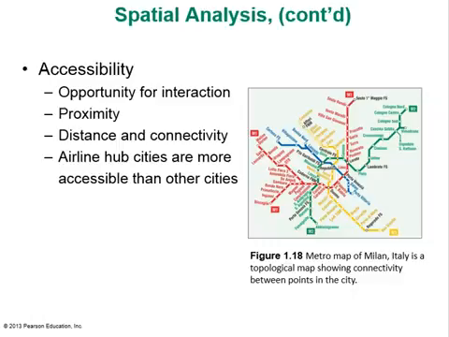So spatial analysis, we're also interested in accessibility. So for instance, how do you get from one place to another? Is there an opportunity for that type of interaction? What's the proximity? So how close are things to one another and why? And then distance and connectivity. So how connected are they if they're distant from each other? As well as the fact that airline hub cities, as an example, are more accessible than other cities. So that accessibility is, what's its ease of getting to? What's the easiest place you can go?